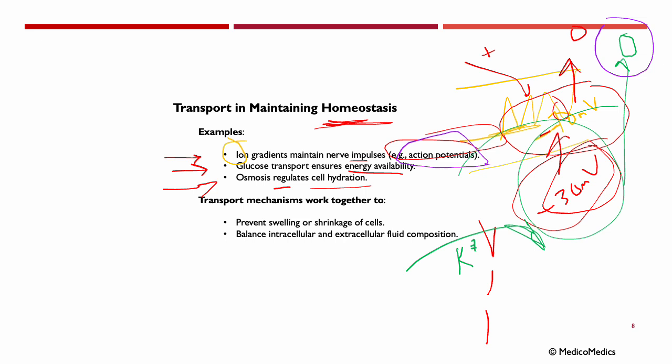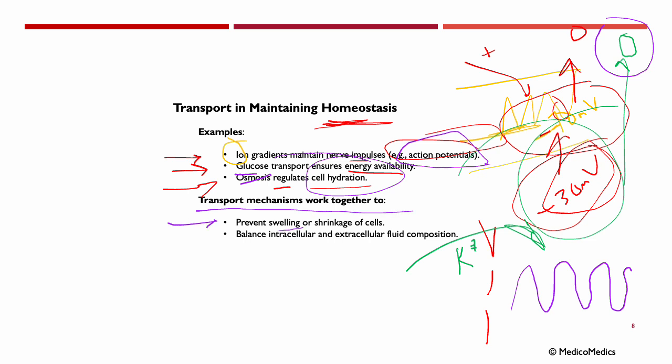So the influx and efflux of ions is super crucial for this balance and the creation of action potentials. And you will learn in future lectures about the resting membrane potential, the depolarizing, repolarizing action potentials, etc. All of this is very crucial and high yield, and we will return to it as we move on in the lectures. We have glucose transport ensuring energy availability. And of course, osmosis regulating cell hydration. Now, transport mechanisms work to prevent swelling or shrinkage of cells and balance intracellular and extracellular fluid composition.